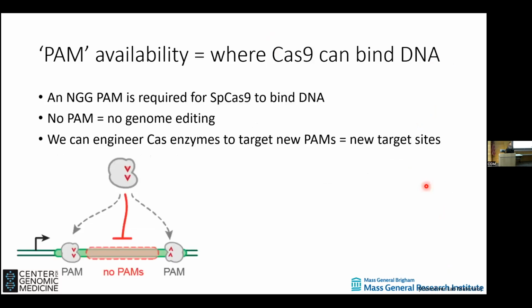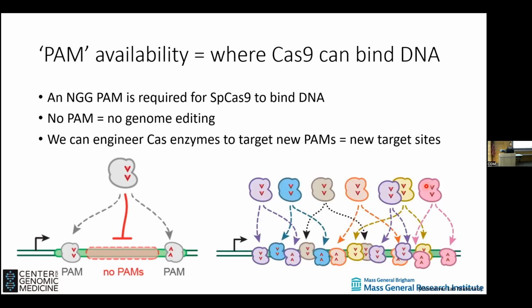So this PAM is really important when we think about genome editing, because wherever this PAM is the only place that we can actually go in and make edits. So in the case of wild type, an NGG PAM is required. And when we're thinking about using wild type base editors in clinics, you cannot do any sort of genome editing if you don't have this PAM. So in this example of the figure up here, you can see that region in the middle does not have a PAM, and therefore the Cas9 cannot make any edits. But the cool thing is that we can actually engineer new Cas enzymes to target new PAMs and unlock new target sites.